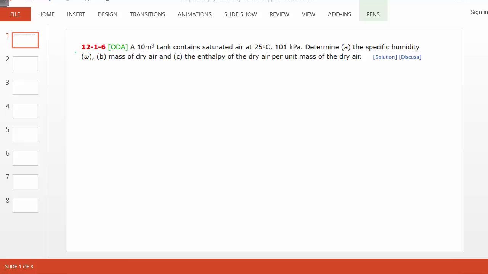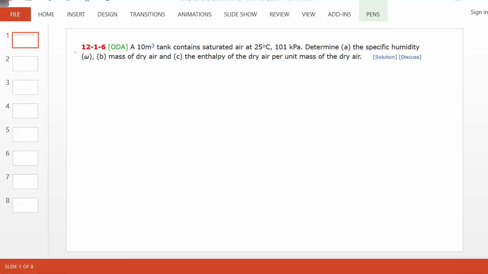And also it is given that the air is saturated, which means what? The relative humidity is 100%. And we're supposed to find specific humidity. So let's list a few things we want to find: specific humidity, pressure of water vapor, pressure of dry air, mass of dry air, mass of water vapor, and specific volume.